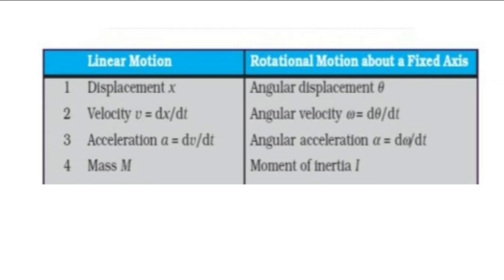And the equations we also know: v is equal to dx by dt, omega equal to d theta by dt, acceleration a equal to dv by dt, angular acceleration alpha equal to d omega by dt. This is what we discussed. Now, analogous to the equations of motion in linear motion, we will write the equations of motion in rotation.